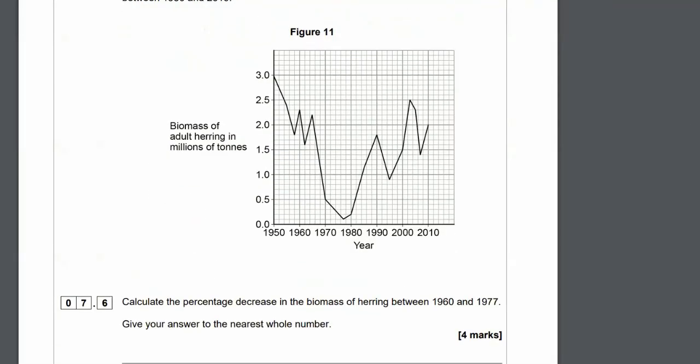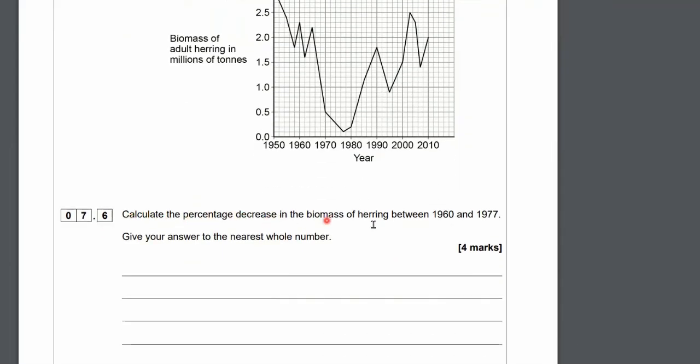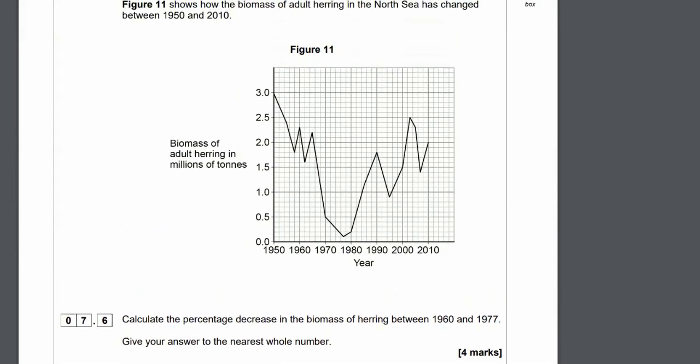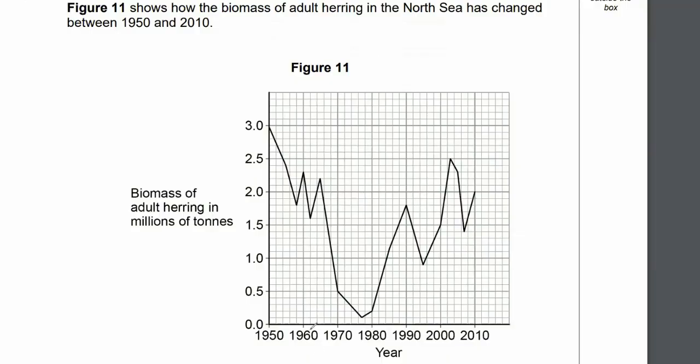So we've got the biomass of herring on the y-axis on the left, and we've got the year down below, 1950 to 2010. Calculate the percentage decrease in biomass of herring between 1960 and 1977. Give your answer to a whole number. 4 marks. You might want to pause the video and have a go.